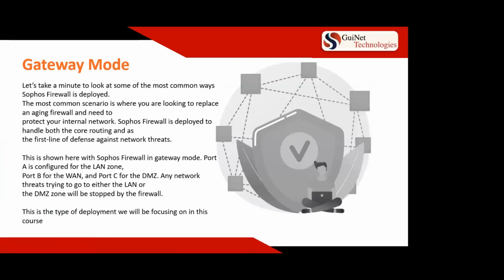The most common scenario is where you are looking to replace an aging firewall and need to protect your internal network. So Sophos firewall is deployed to handle both core routing and as the first line of defense against network threats. If you need to replace the aging, old, traditional firewalls or old routers, you can deploy Sophos firewall in the migration process. It already has core routing and the first line of defense against your network threats, if those features are not available on your traditional firewall.